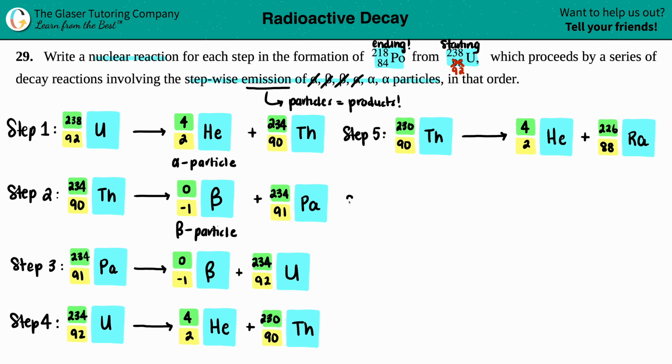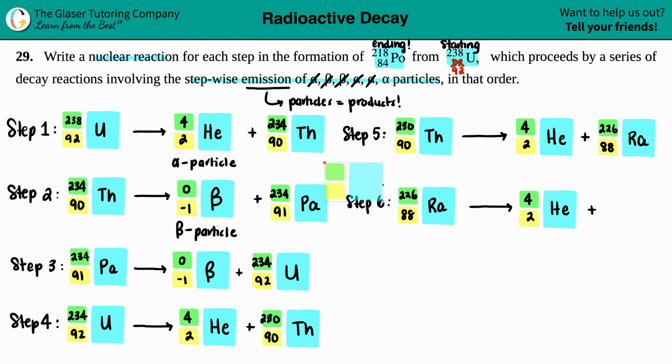Okay. Step 6. Pick up where we left off. Ra. 226. 88. Another alpha. This should be the last one, but I don't know. There might be another typo. This question's crazy. 4 and 2. Let's find out where we're ending here. Technically, by this stage, we should be ending at 218, 84, but when we do it, 226 minus 4 is a 222, 222. 88 minus 2 is an 86. And that's radon, which is Rn.